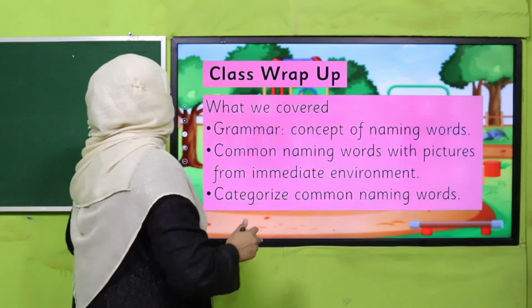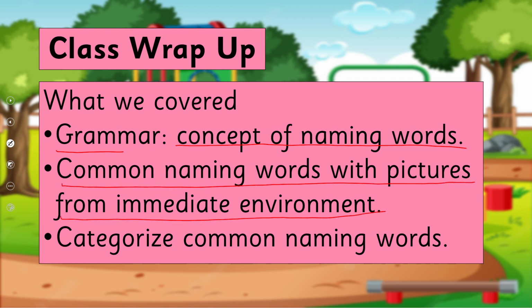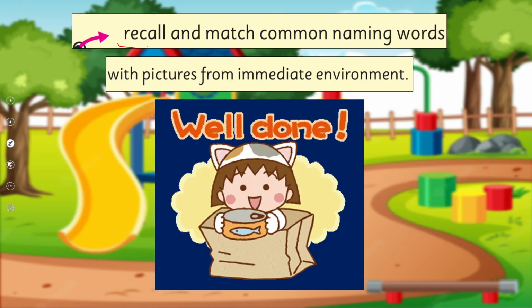So what have we learned? We learned the concept of naming words, common naming words with pictures from immediate environment, and categories of common naming words. So we achieved our SLO to recall and match common naming words with pictures from immediate environment. Are we done with it? Yes, so that's it for today.